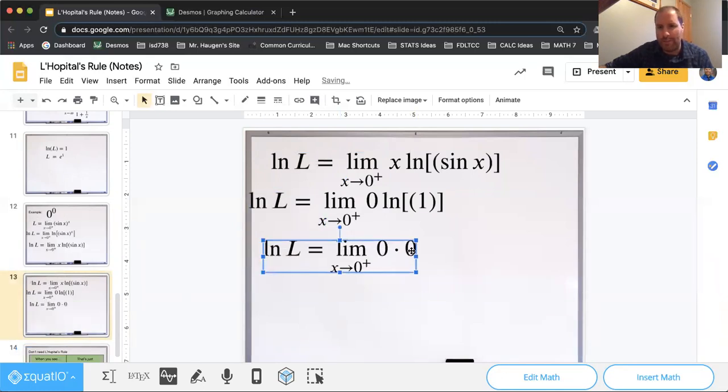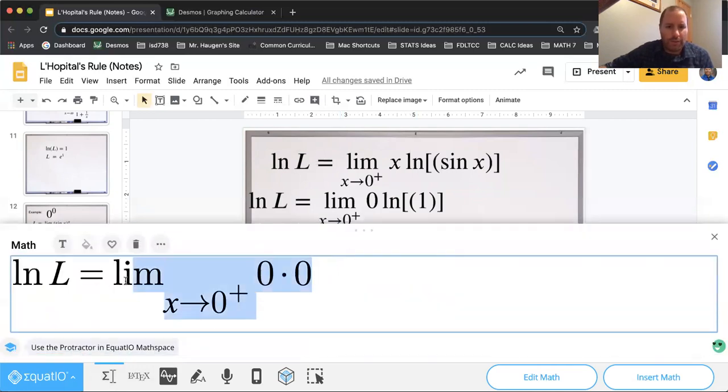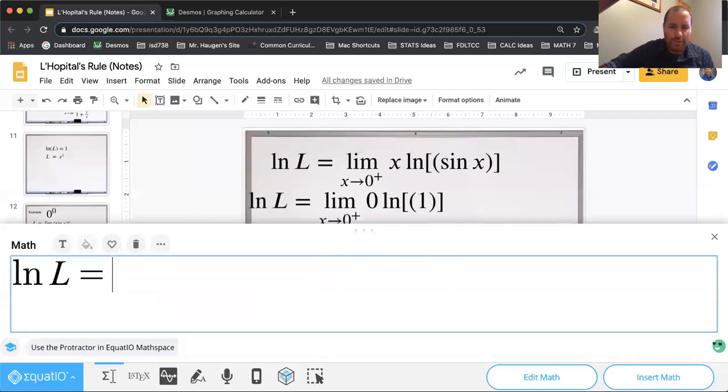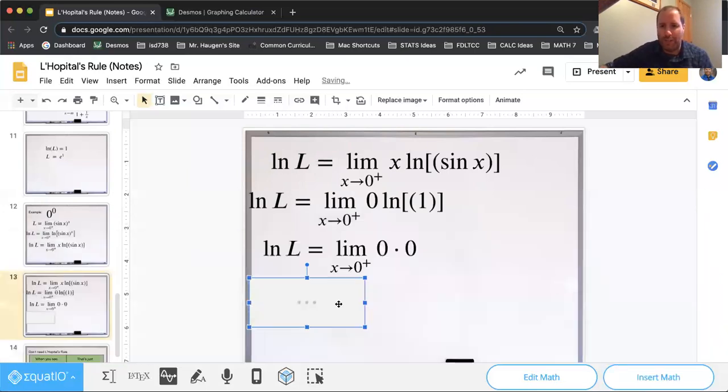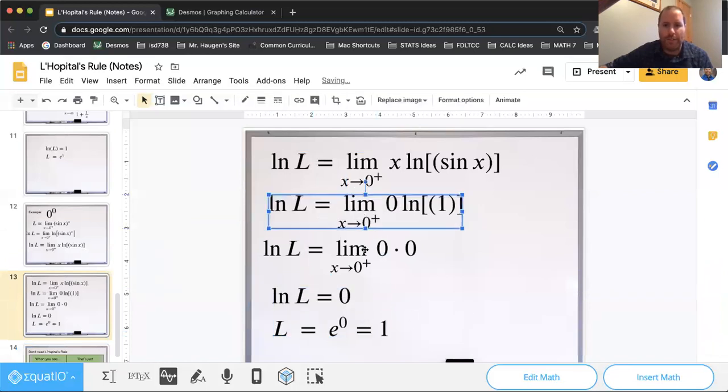We have the limit of 0 times 0, right? That's essentially what we have there. And so all of this becomes 0. Which then leads us to the fact that our L is equal to e to the 0. We have to undo that, which is in fact just 1. So maybe a little bit of a letdown, nothing super exciting there.